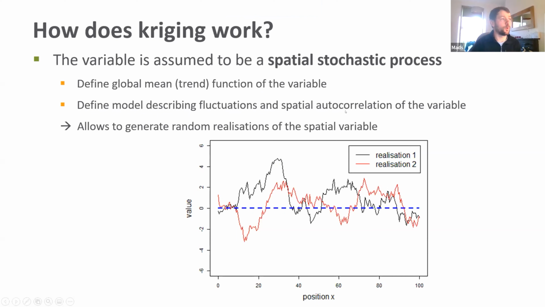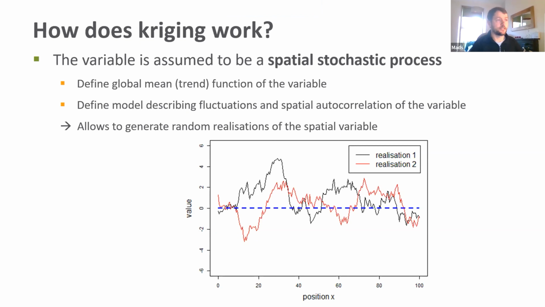So how does kriging work? I think the key thing to understand is that you're assuming that the variable you're interpolating originates from a spatial stochastic process. That sounds horrible, but it basically just means you're assuming that at every single unmeasured location in space, your variable is a random number that fluctuates around some mean value, and fluctuates in some specified way. So when you do this kind of kriging, you need to define a global mean or trend function for the variable you're considering, and you also need to define a model that describes the fluctuations and the spatial autocorrelation of the variable.